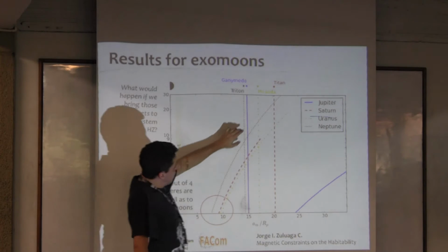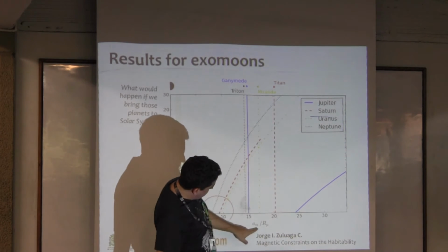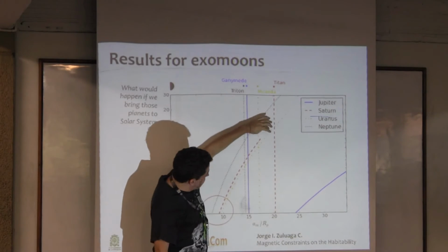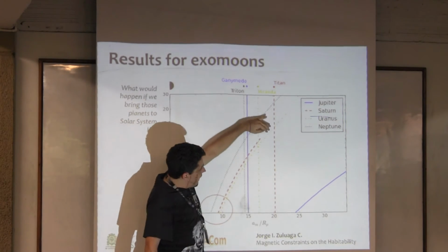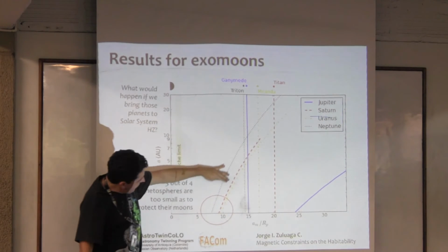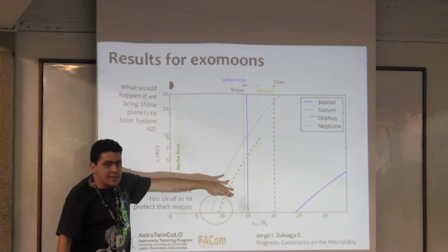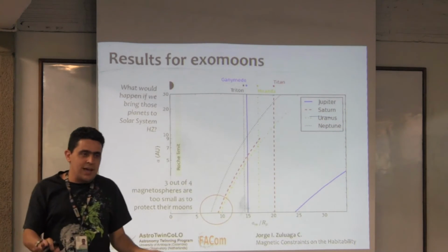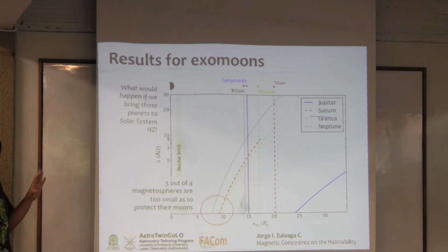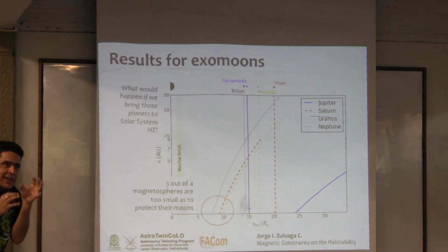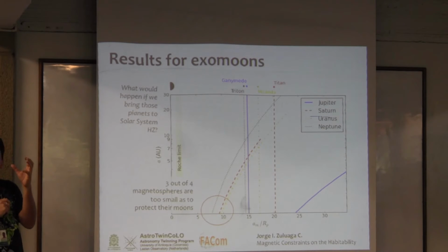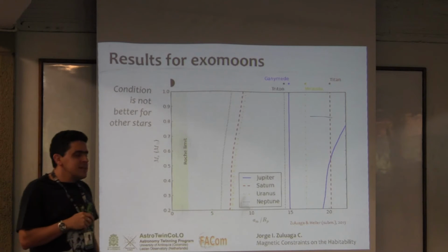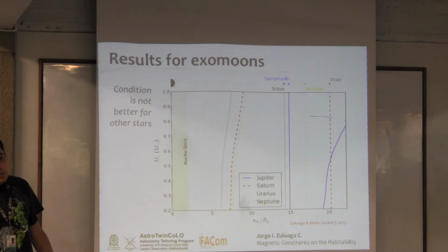So let's compare. Titan is over here at this distance, measured in planetary radii. Titan is partially shielded by the magnetic field of the planet, but partially unshielded. But if Saturn was at the distance of the Earth, Titan would be outside the magnetic field of Saturn most of the time. And this would be very bad for Titan because Titan is tiny. Titan is of the size of Mars. So if Mars has lost its atmosphere because of the stellar wind, Titan would have lost its atmosphere also. So exomoons seem to be in trouble too.